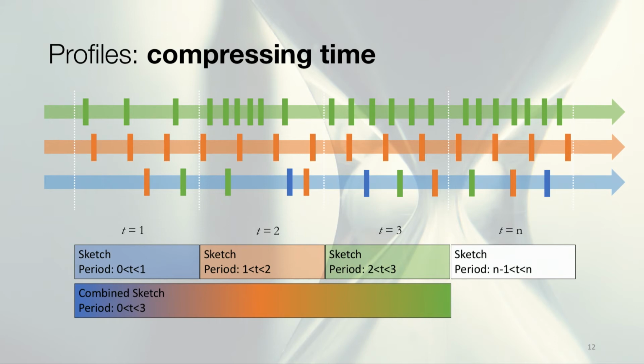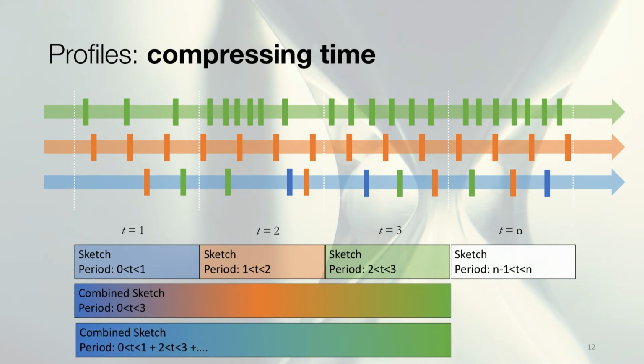So I can take a window which is going from, in this case, the beginning of time, all the way up to my third sketch, because I got bored of drawing boxes after a while. That could be any arbitrary number of sketches, and combine all those together.